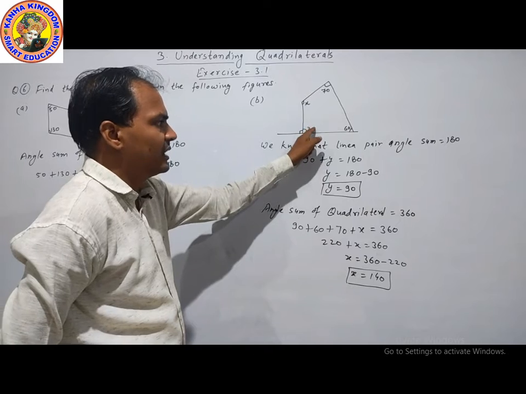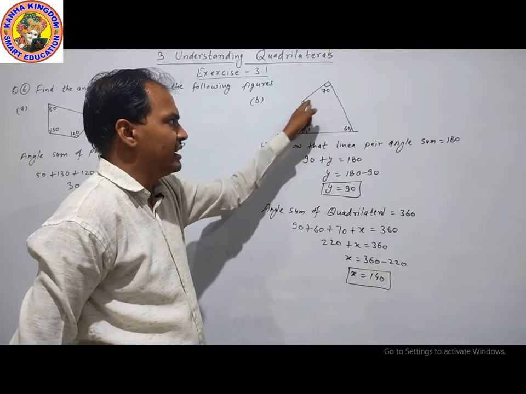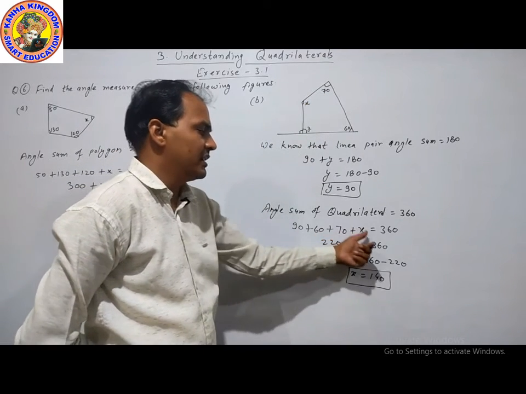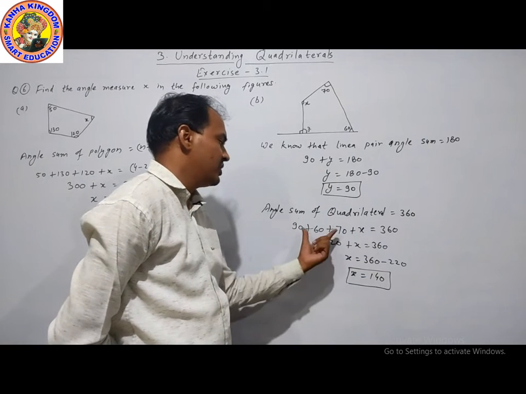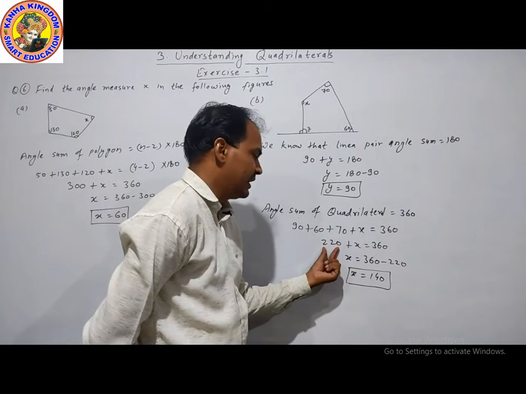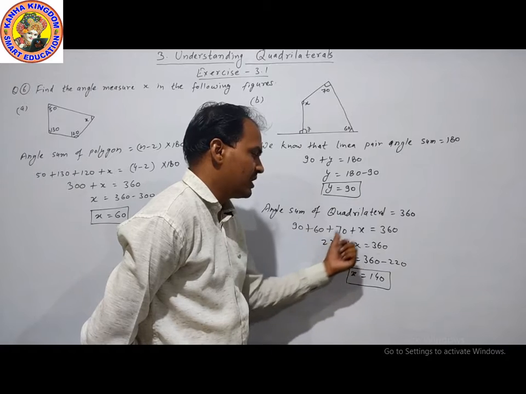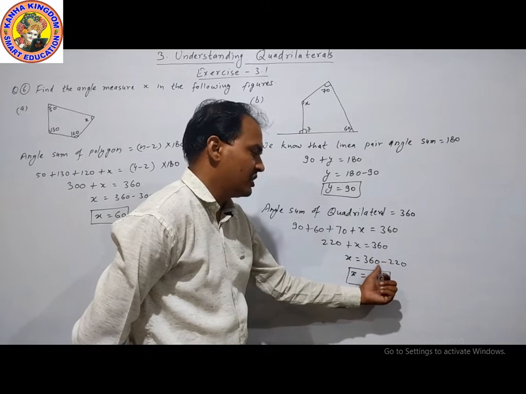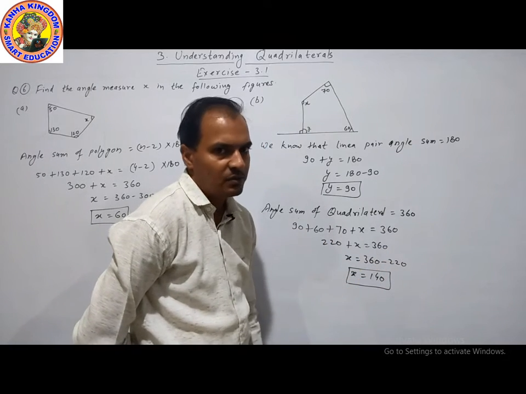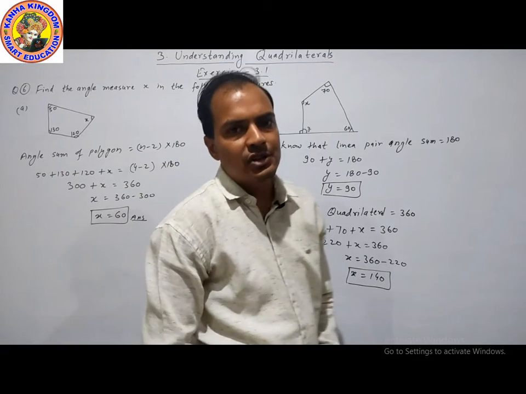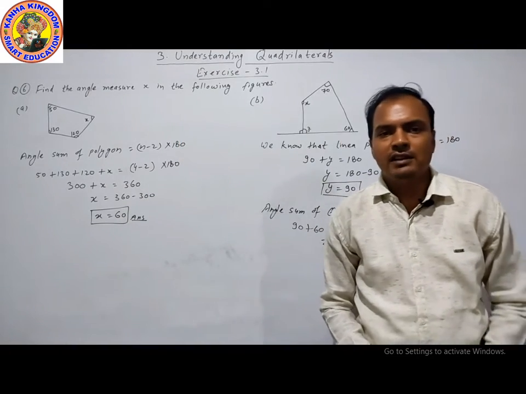Angle sum of quadrilateral is 360. Now adding 90, 60, 70, x. 90, 60, 70 plus x is equal to 360. By adding these, we get 220. Now transposing 220. So 360 minus 220, answer is 140. You can take a screenshot of this. We will move to our next question.